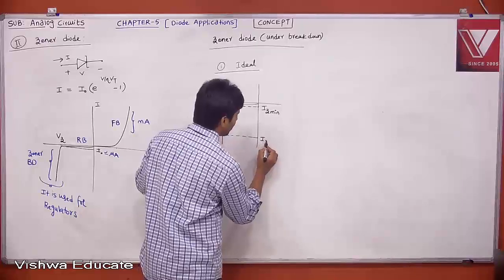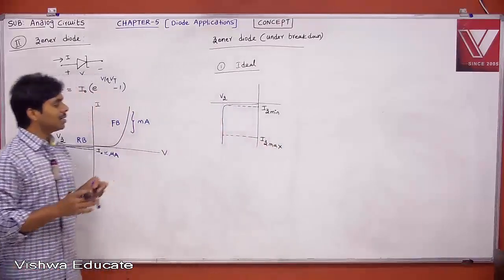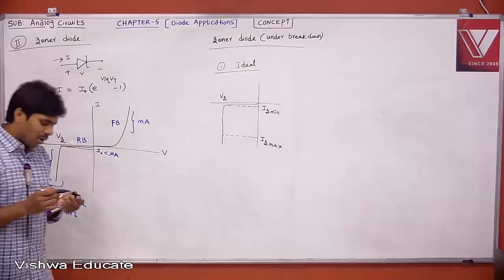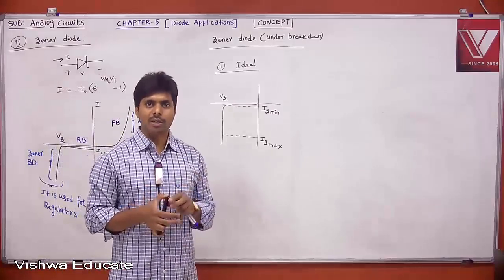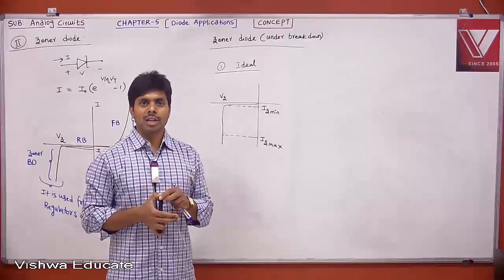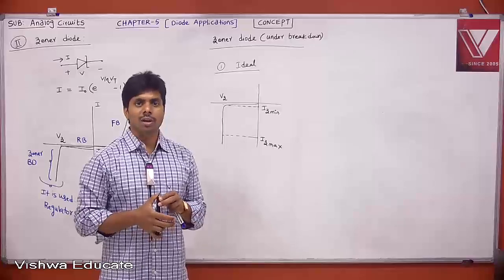Therefore, it is also defined with maximum current. That is your IZ max. Now, why is it acting as a regulator? See, what is a regulator? Irrespective of the current flowing through something, if its voltage is constant, that is nothing but a voltage source or voltage regulator.